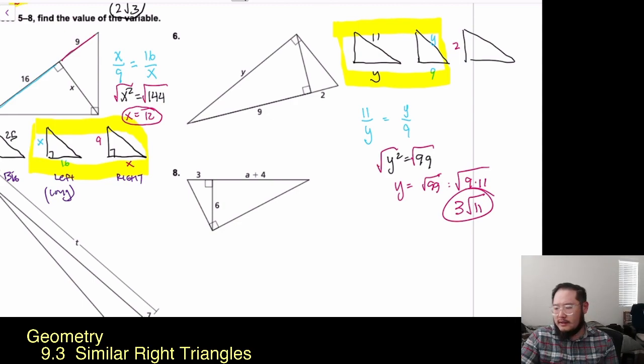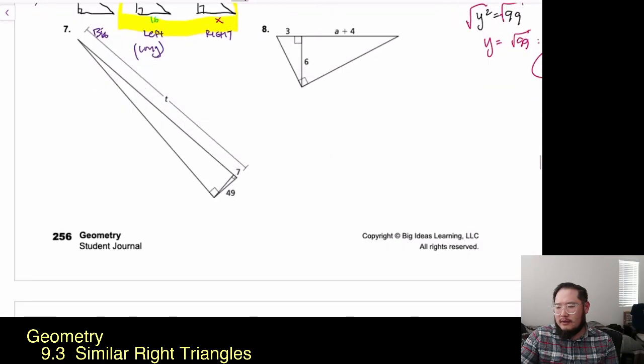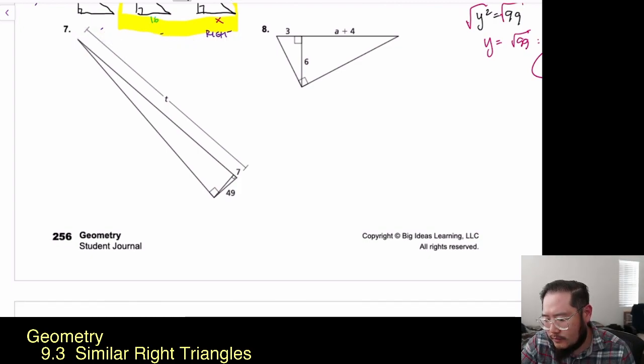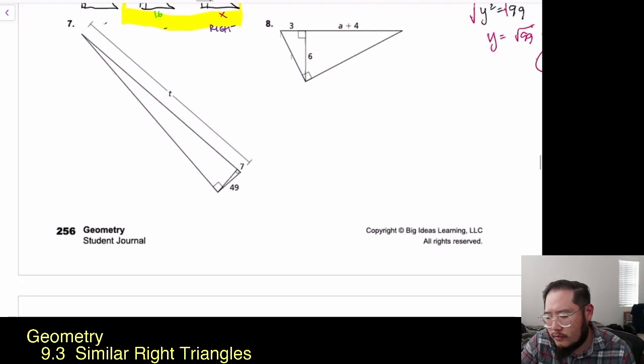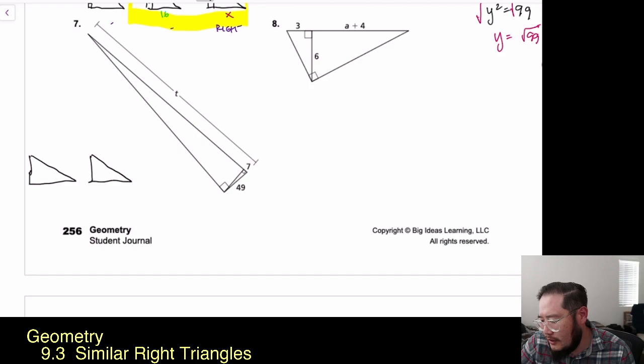All right. Hopefully you're getting the hang of it. Let's go ahead and take a look next up at number 7 right here. Okay, so 3 triangles once again. Big triangle, triangle to the left, triangle to the right. Okay, so with the big triangle, I see short leg is 49. The long leg is t, or sorry, that's the hypotenuse right there.